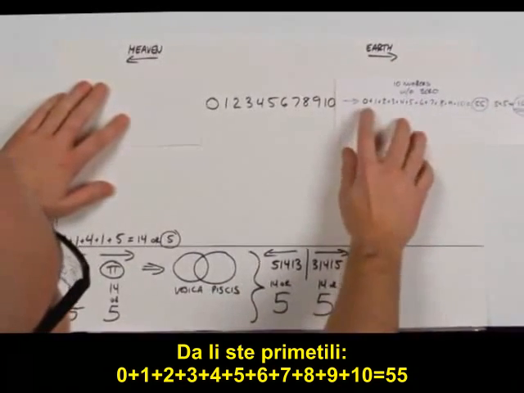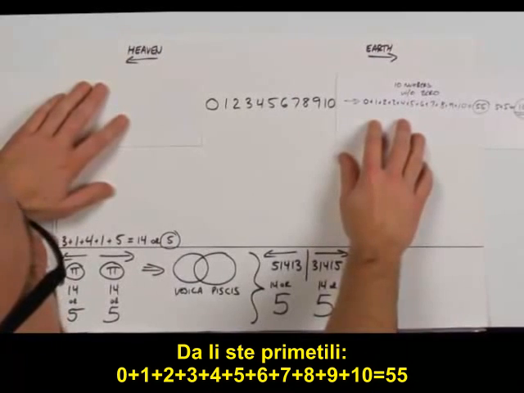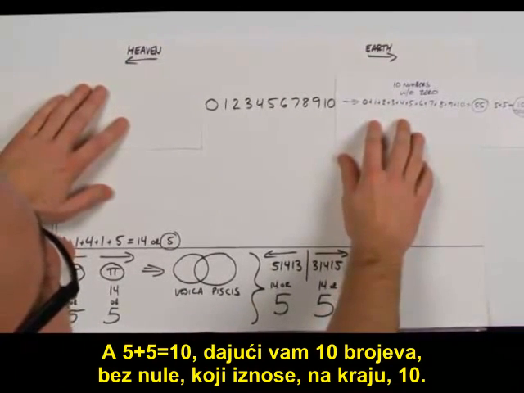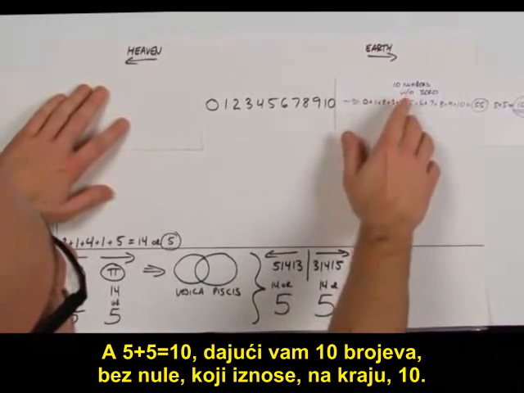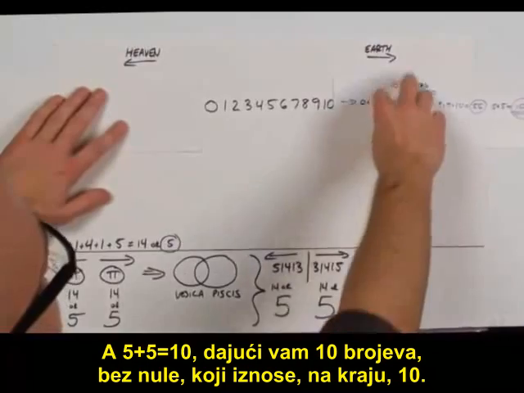If you notice, 0 plus 1 plus 2 plus 3 plus 4 plus 5 plus 6 plus 7 plus 8 plus 9 plus 10 equals 55. And 5 plus 5 equals 10, giving you 10 numbers without the 0 equaling ultimately 10.